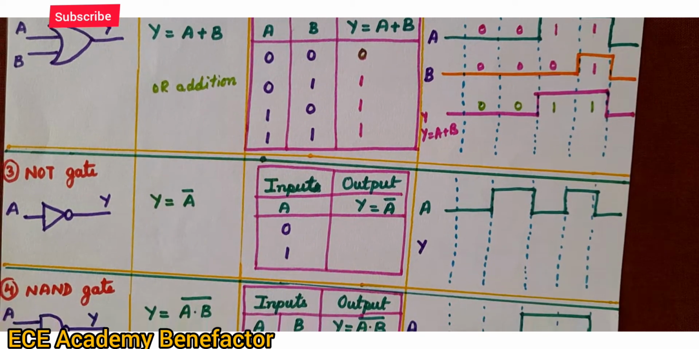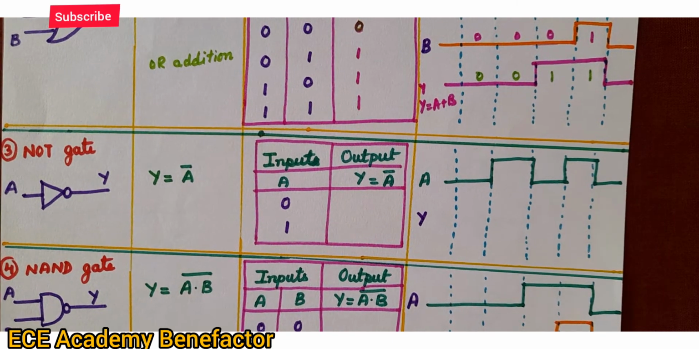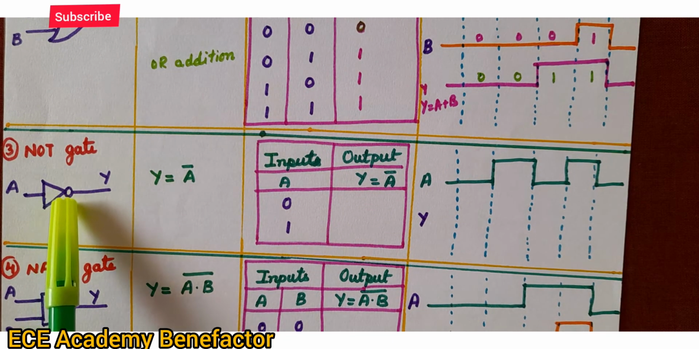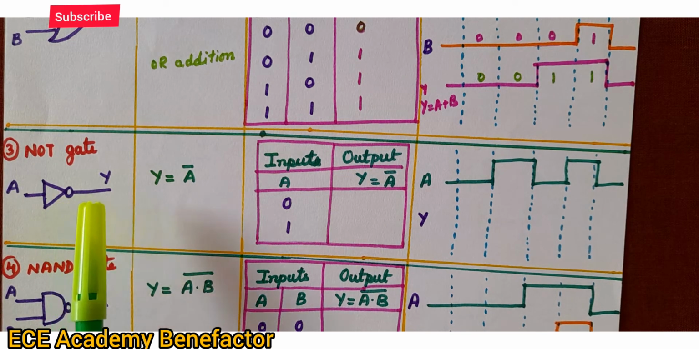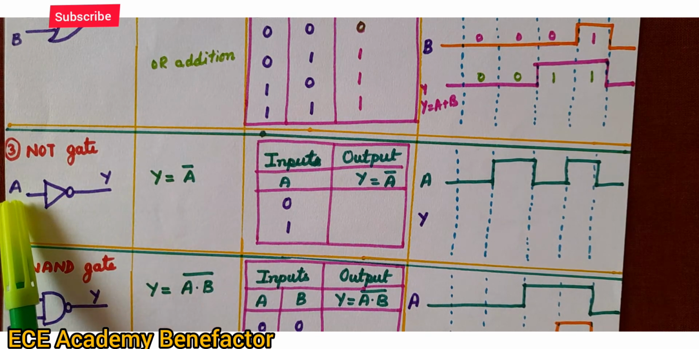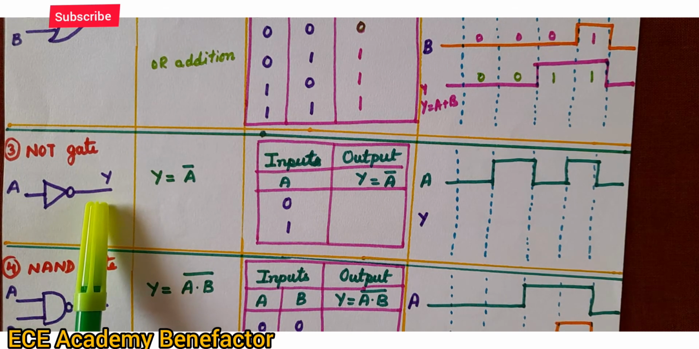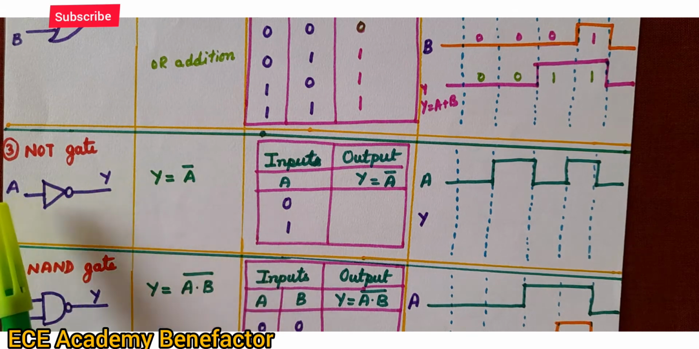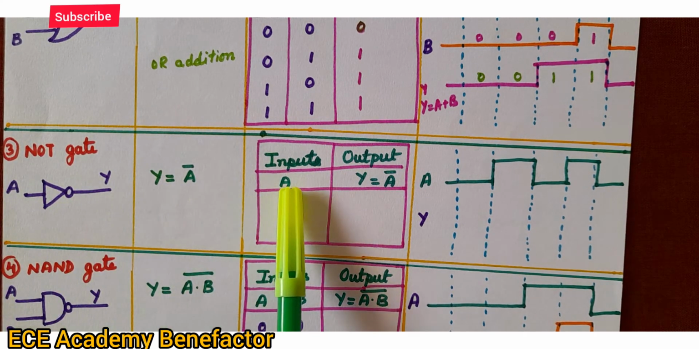The third gate is the NOT gate. The NOT gate is a single input gate. It is also known as an inverter because it is inverting the given input. It is complementing the given input. So, here the input is A, the output is Y. The expression is Y is equal to A bar. Whatever is given will be complemented. Here we have only one input.